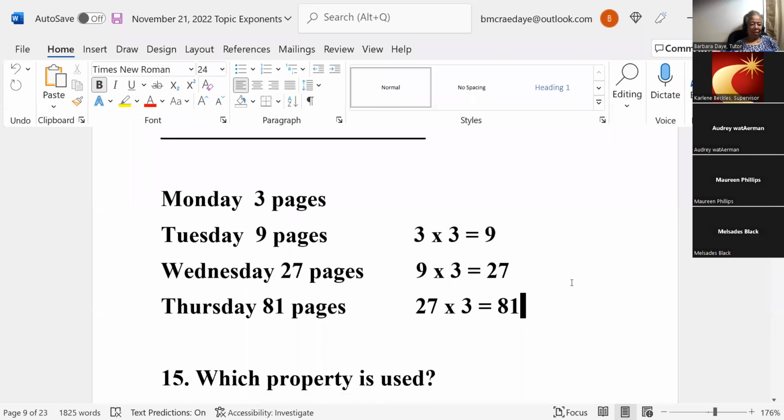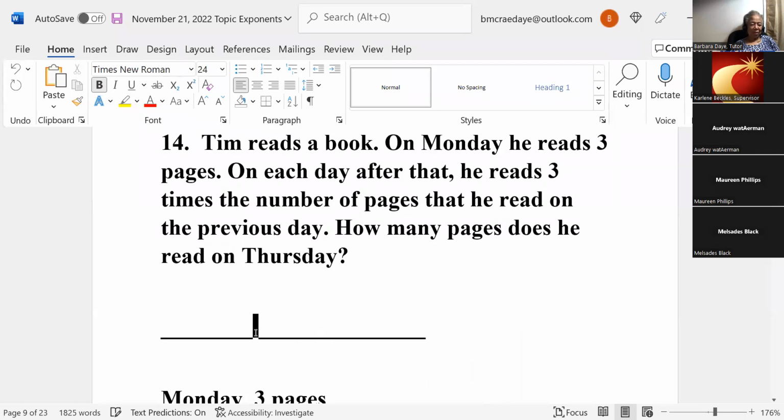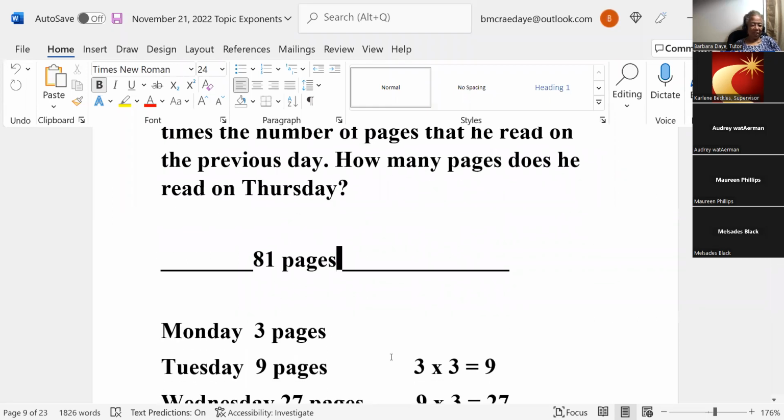But I add the 3 pages for Monday onto the other 3 by 3. That's what happened. So the answer is 81 pages. Yeah, and that's why I get 84. So mine was wrong. Okay. 81 pages. There's your answer.